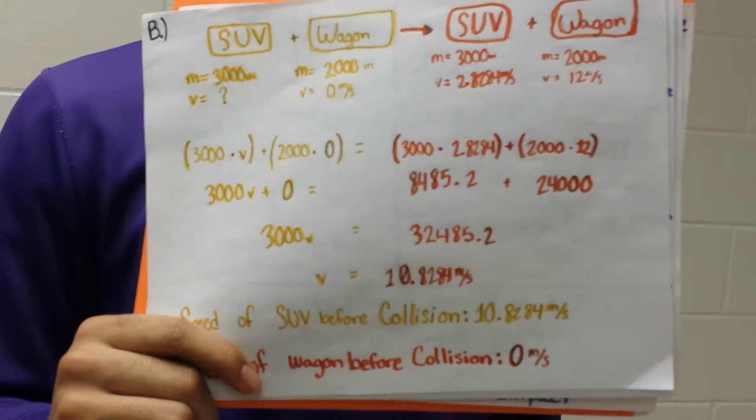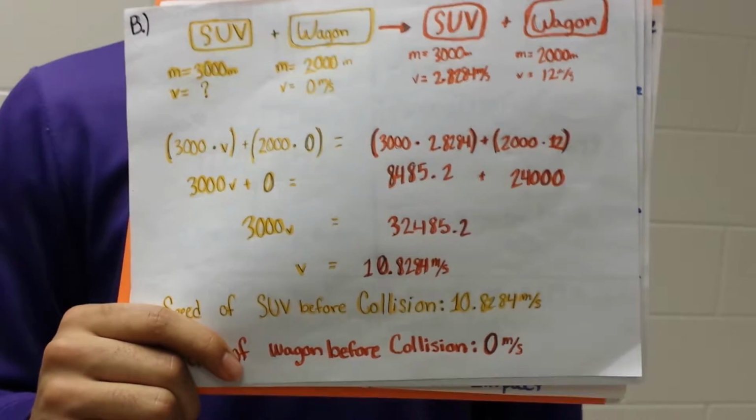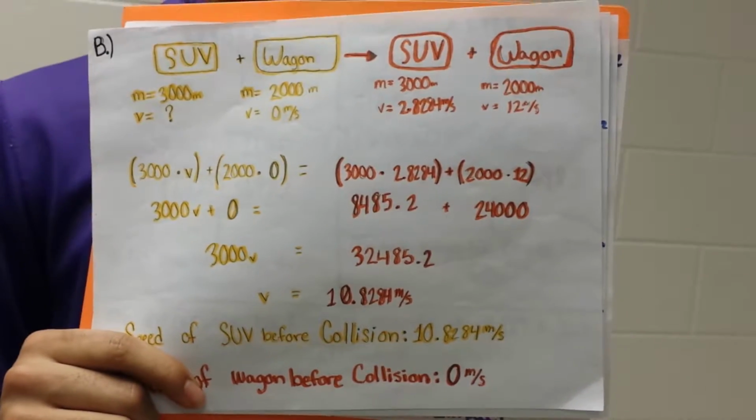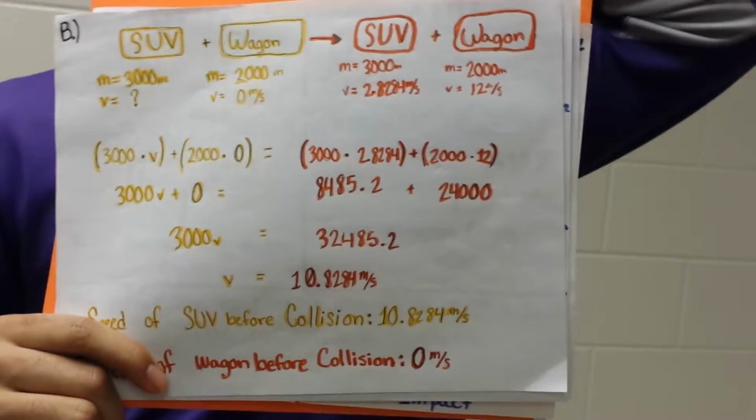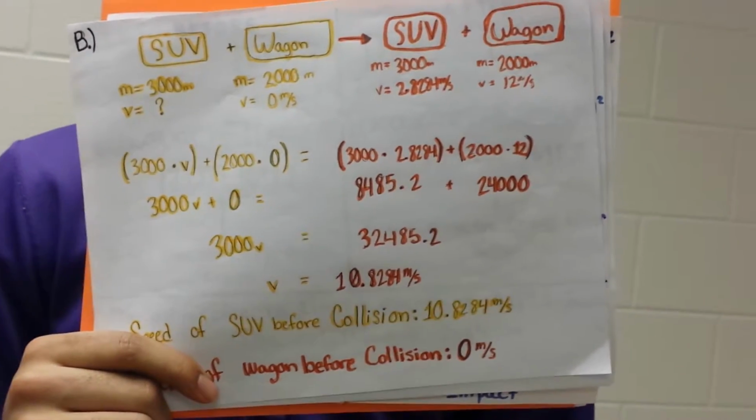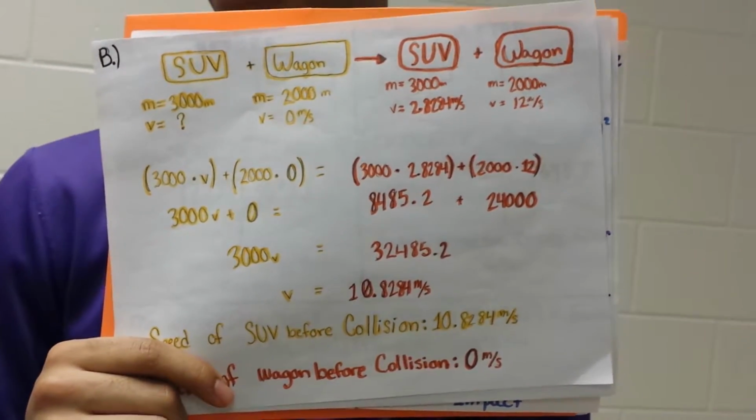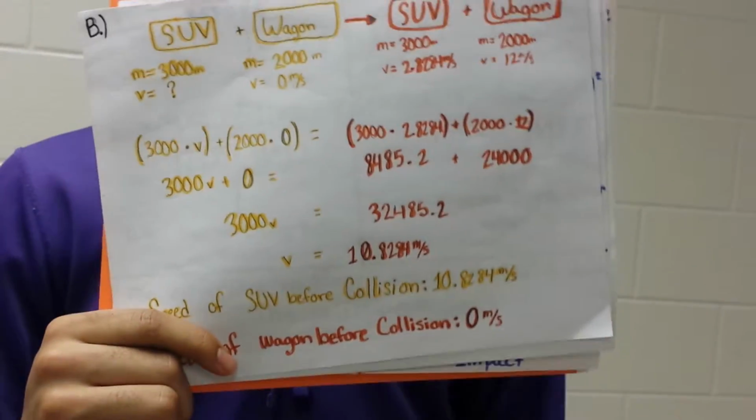Next, we calculated the speed of both cars before the collision using the law of conservation of energy. Using this process, we found that the speed of the SUV before the collision was 10.8284 meters per second, and the speed of the wagon before the collision was 0 meters per second since it was at rest.